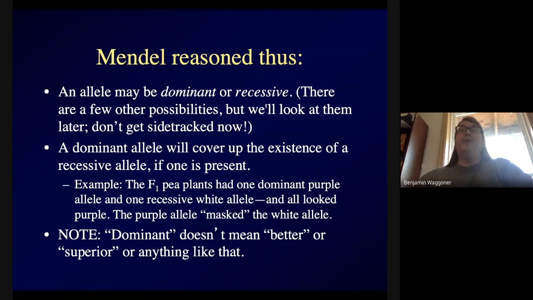So those F1 pea plants that we were looking at a few slides back must have had one dominant allele for purple flower color and one recessive allele for white flower color. They were heterozygous, right? They had one purple allele and one white allele, but they all looked purple because the purple allele was covering up the fact that they also had a white allele. So the purple allele was dominant and the white allele was recessive.